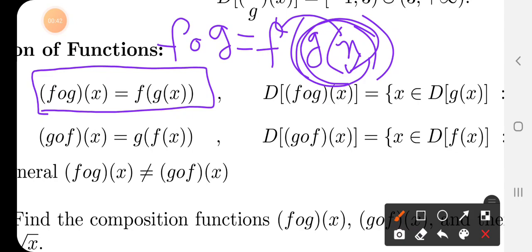So the domain, and similarly this one, you can change the order of these machines. So g of f means g is the outer function, so x is the domain of f, is the input of f, and then the whole f is the input of g.